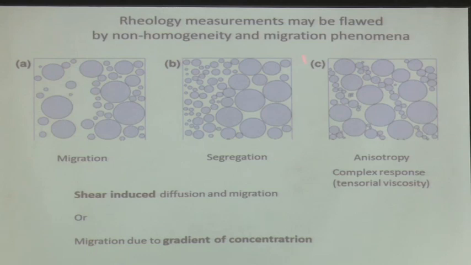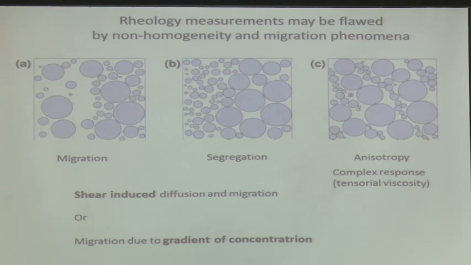And then you can have even more complex responses. For example, the small particles may align with the big ones. Then the suspension will have a response which is different depending on the orientation. Along that axis it will be different than along that axis. Which means that the viscosity, which is a scalar parameter, just a number, will depend on the orientation. So the viscosity is no more a scalar, it will be a matrix, because the response will depend on the axis.